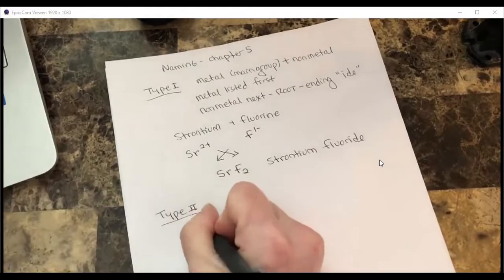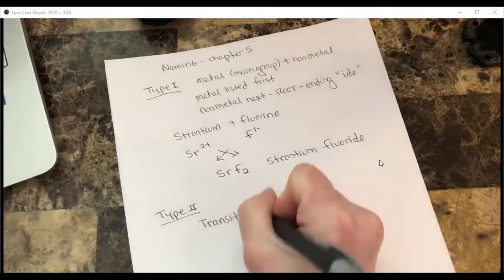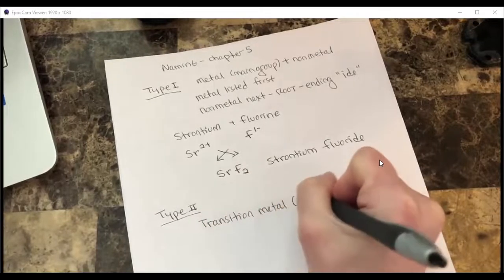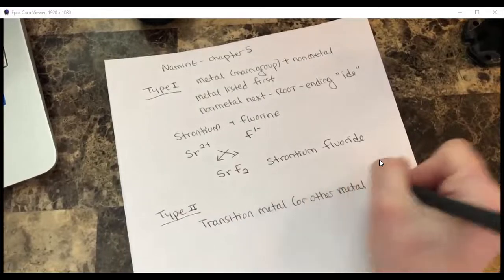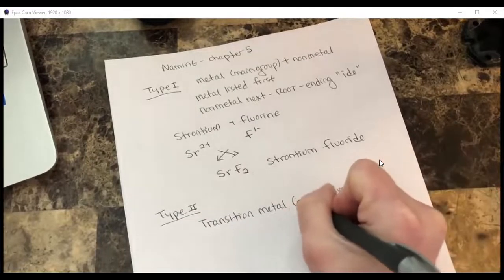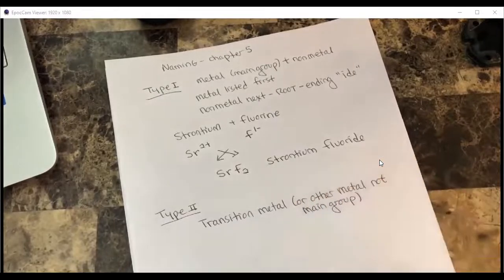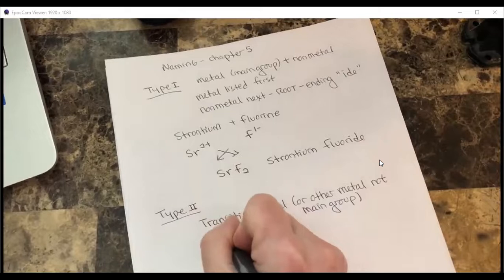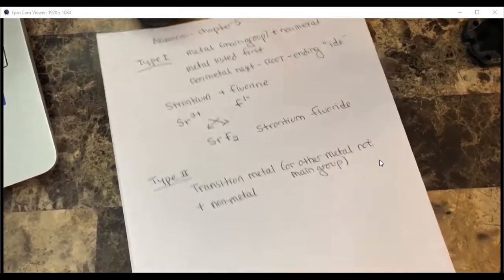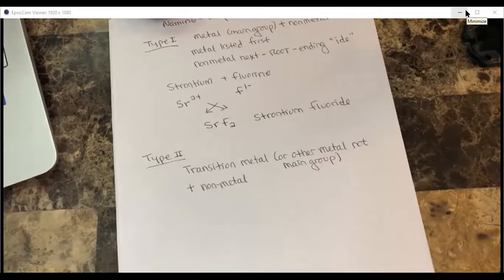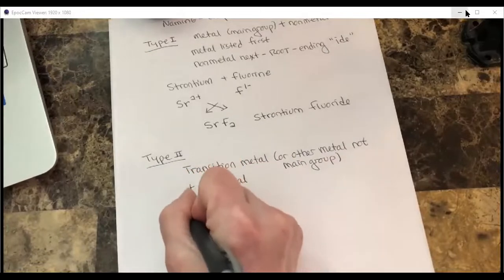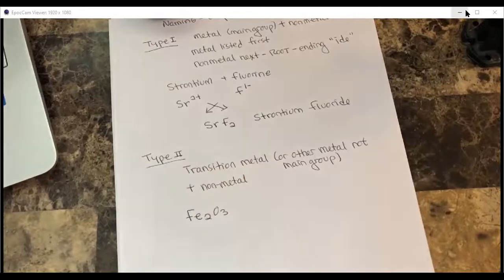It's a transition metal, or other metal, not main group, right? Plus a non-metal, okay? The naming is similar to the type 1, however, with type 2, there's a Roman numeral that has to be written next to the metal in the name. So let's look at Fe2O3. If we were to take this and break it apart and try to name it, we're going to uncrisscross the iron and the oxygen charges.